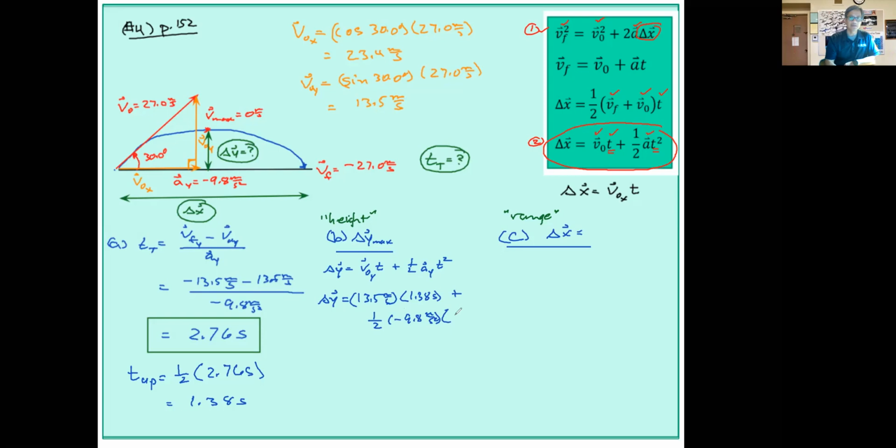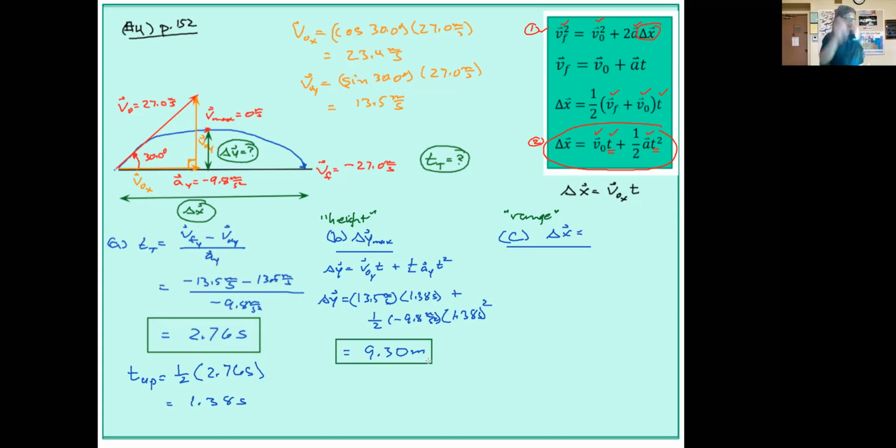Okay? And then again, the time is going to be 1.38 seconds. We'll square that. All right, so you plug that in, and I get an answer of 9.30 meters as the vertical distance. That is how high up the ball flies into the air. That's the height right there.